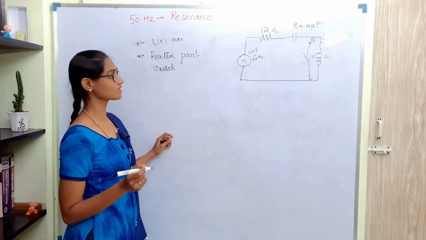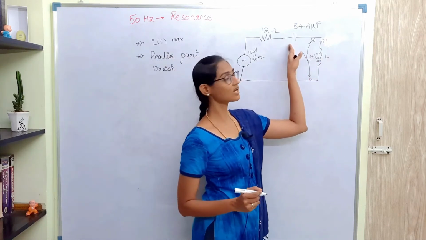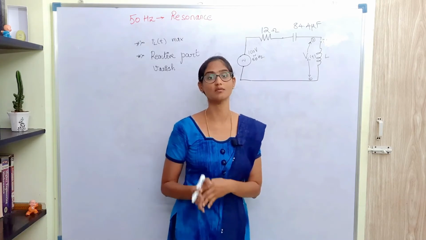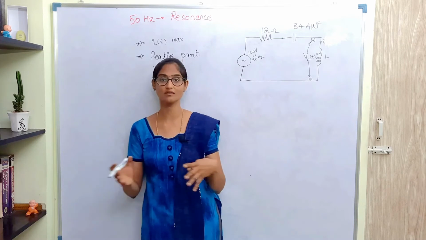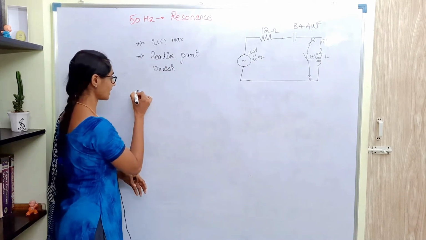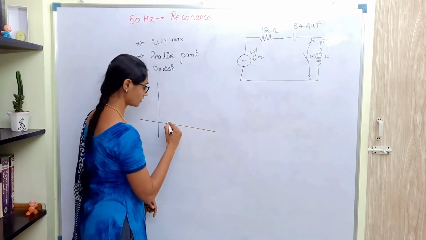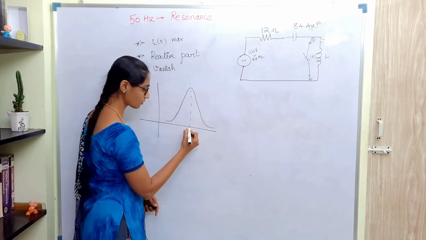What does it mean when I say the reactive part vanishes? The inductance will counteract the capacitance and vice versa. Both of them will happen at the same time such that the effect of the impedance is getting minimized. This condition is called resonance. And at resonance, we have two frequencies. One is the upper cutoff frequency and the next is the lower cutoff frequency.